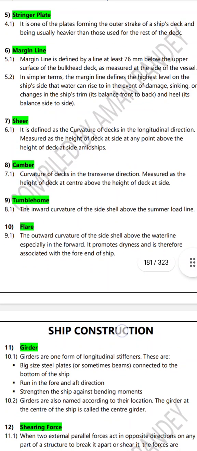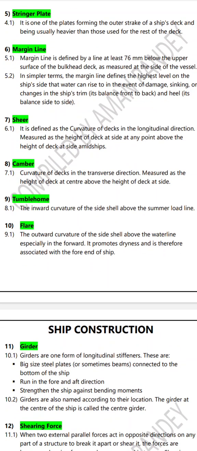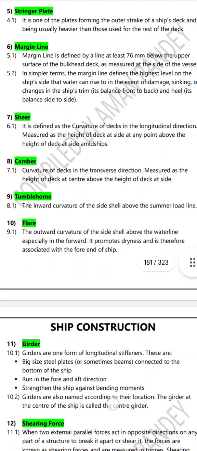Margin line: 76 mm below the upper surface of the bulkhead deck, as measured at the side of the vessel. In simpler terms, the margin line defines the highest level on the ship's side that water can rise to in the event of damage or sinking of the ship.